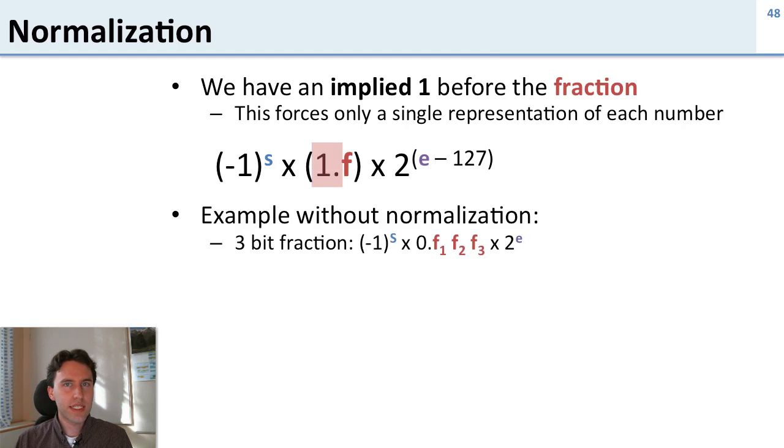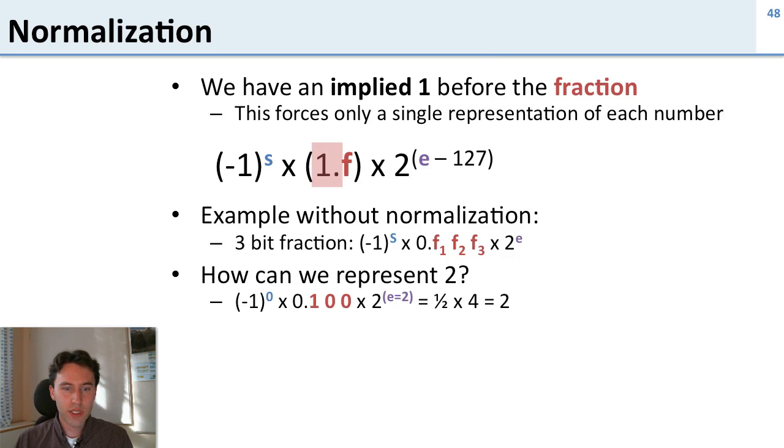So let's take a look at an example of what happens if we don't have that normalization. Here we're going to look at a number with a 3-bit fraction. Here's the format we have: (-1)^s times 0.f1 f2 f3, those are our 3 bits of fraction, times 2 to the exponent. What we're going to do for this representation is figure out different ways we can represent the number 2. Here's one representation, 0.100 times 2 to the second. This is 1/2 times 4, which is 2.